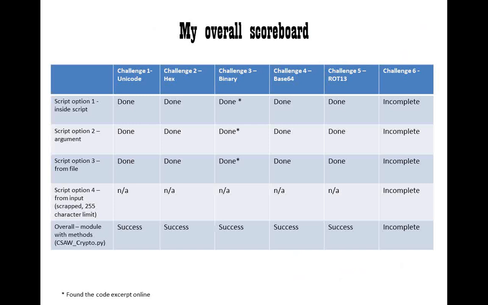I had originally aimed to do a fourth one too, where it would pop up like a little input box, but I found out there was a 255 character limit, so that one got scrapped. So here's my overall scoreboard. For the binary, I found a little code excerpt online, and I'm not ashamed to admit that I found where someone else already invented the wheel. And I didn't get to challenge 6 on, and I'll explain why further on down.